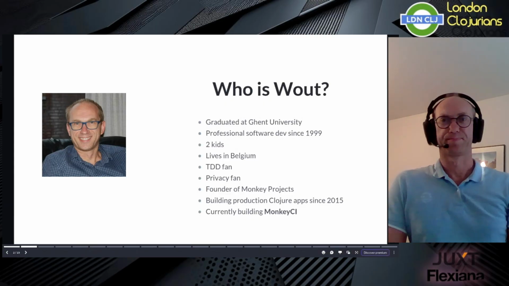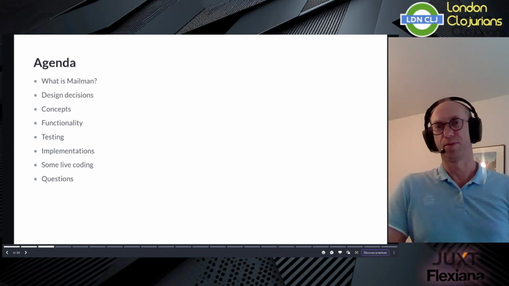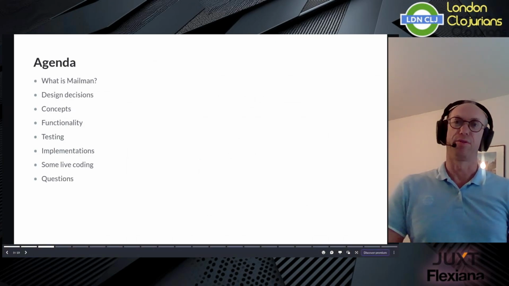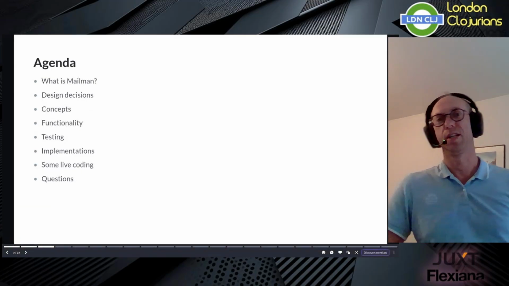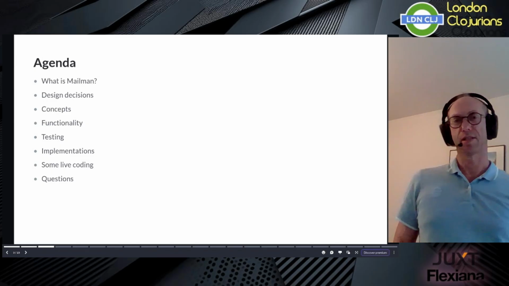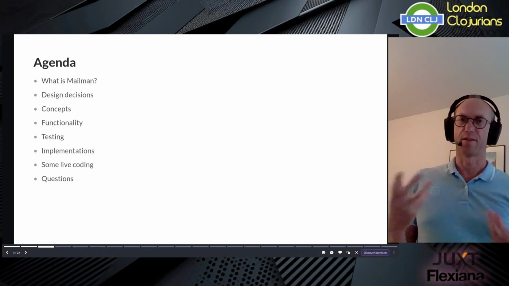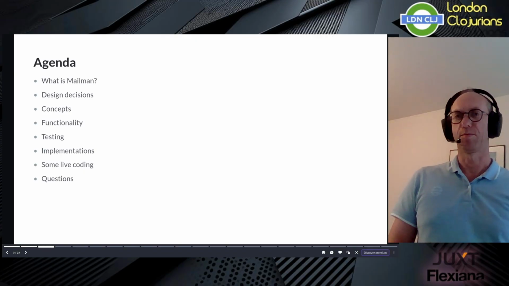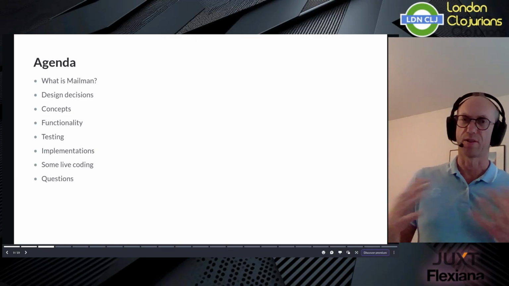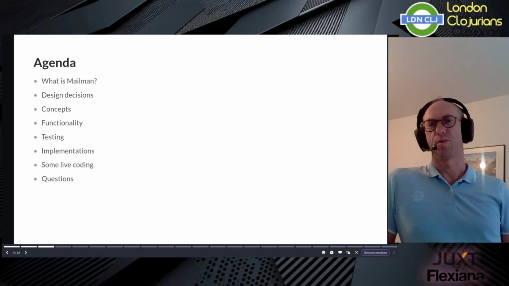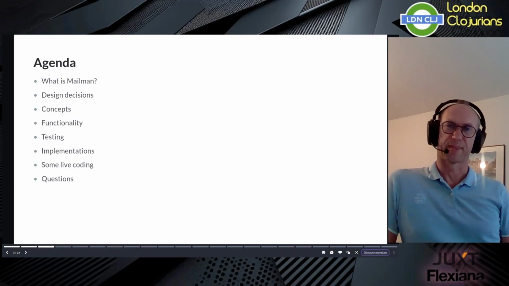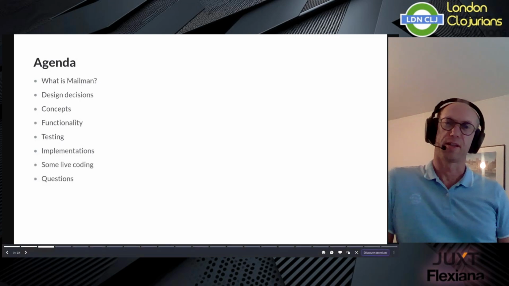So the agenda for today, first of all, I will explain a little bit the high-level view of what Mailman actually is. I will elaborate a bit on my design decisions. Then I will also explain the various concepts that are used in Mailman, because that will make it easier to understand some of the code examples, and especially the live coding session at the end. Also, you will then see some of the functionality it provides.